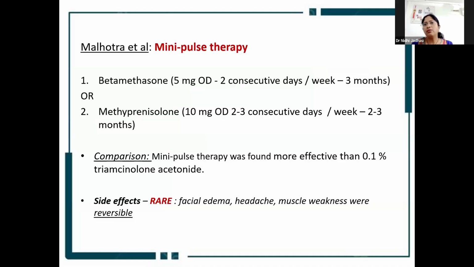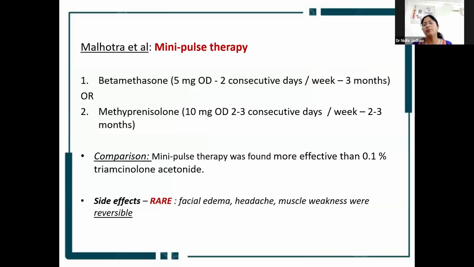So there is a very good option in between somewhere there, that is the mini pulse therapy. In mini pulse therapy, we are making use of these corticosteroids in the systemic way only, but in very controlled doses and over a period of time. Like here we can use an option of betamethasone 5 mg OD for 2 consecutive days a week. So we are just giving for 2 days a week.